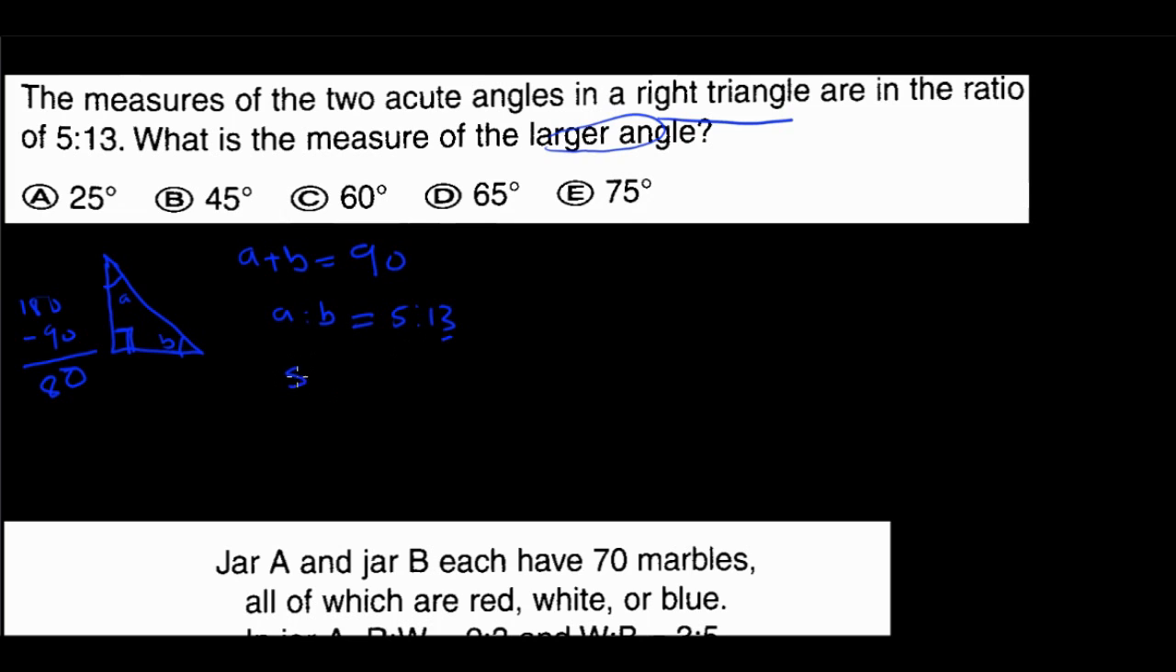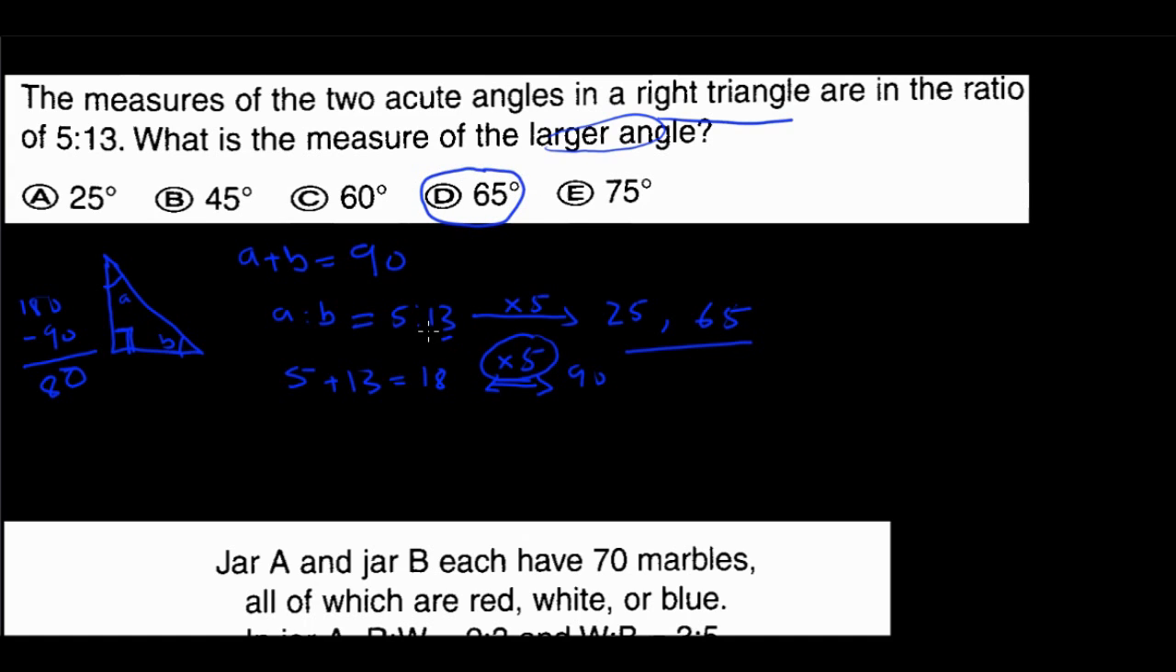Again, you start out by taking the sum of these ratio numbers, 5 and 13, and you get 18. Now you know that these two sum up to 90, so there's a particular relation between this 18 number and 90, and you'll see that 18 times 5 gives you 90. So this 5 is your multiplier in this question. Basically, you multiply your ratio by it. So 5 times 5 gives me 25, and 5 times 13 gives me 65. So these are your actual angle values, and 65 being the largest is the correct answer here.